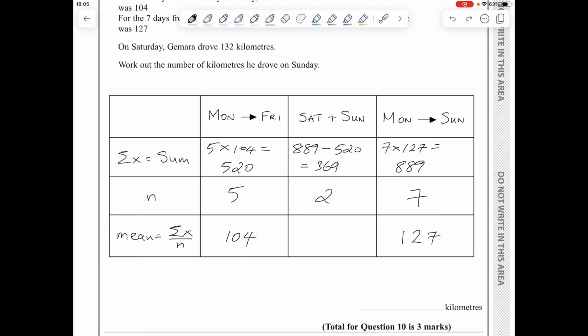Now we know that Saturday is equal to 132. So to find Sunday alone, we'll just do 369 minus 132, and the answer comes out to be 237 kilometers.